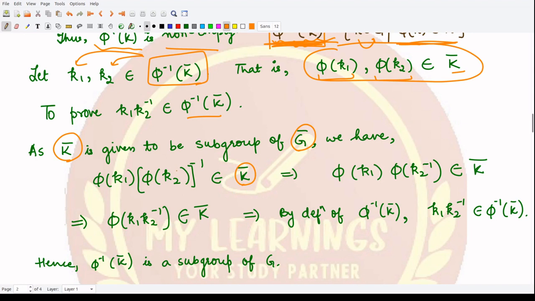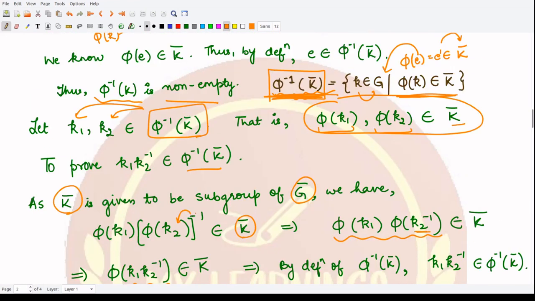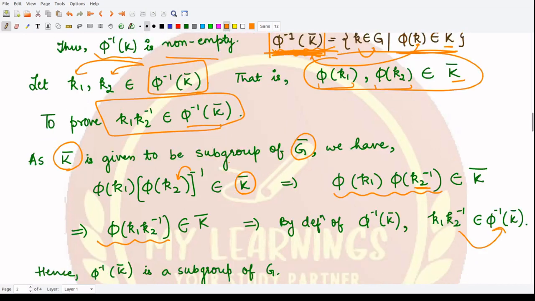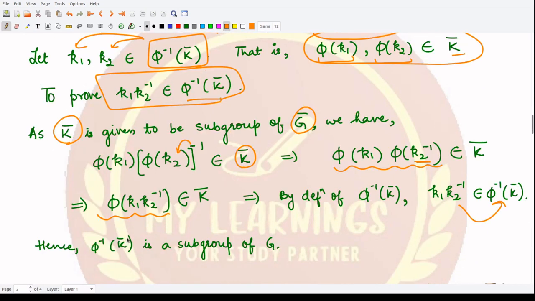Now by the properties of homomorphism, you can take this -1 power inside like this, and then you can club up these two terms like this, so they would be present in K̄. So if you again look at the definition written over here, if you have phi of some member belonging to K̄, then this member is present in phi inverse of K̄. Therefore, in this case k1 k2 inverse belongs to phi inverse of K̄ by the definition. And this is what we wanted to prove in order to show that phi inverse of K̄ is a subgroup. Hence phi inverse of K̄ is a subgroup of the group G.